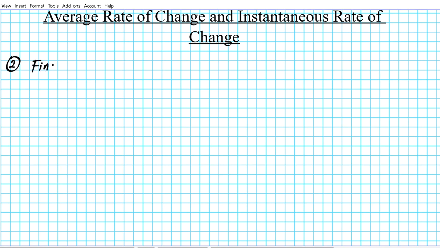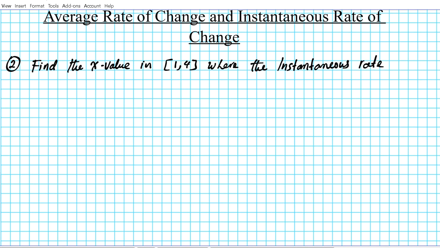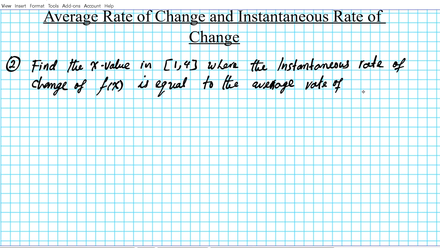We're to find the x value in the interval 1, 4, where the instantaneous rate of change, or the IROC, of f of x is equal to the average rate of change, the AROC, of f of x, of course, on that interval 1, 4.